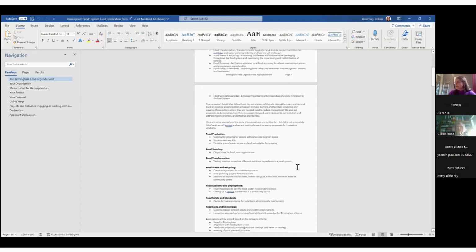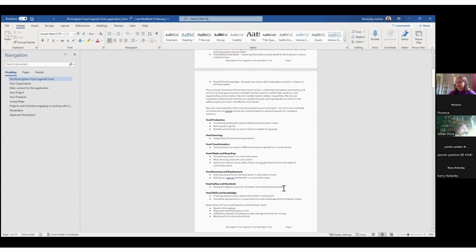The next one is food economy and employment, which is facilitating a thriving local food economy for all and maximising training and employment purposes. So that might include inspiring people to join the food sector in secondary schools or setting up a pop-up market or stall in a community space. Then you've got food safety and standards, so improving food safety and standards for Birmingham citizens and businesses. So an example of that one might be funding for a hygiene course for volunteers at a community food project.